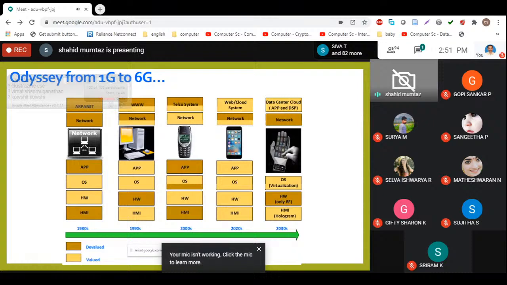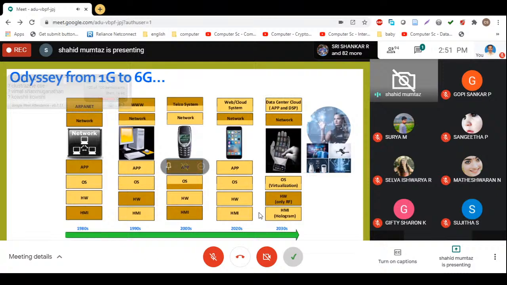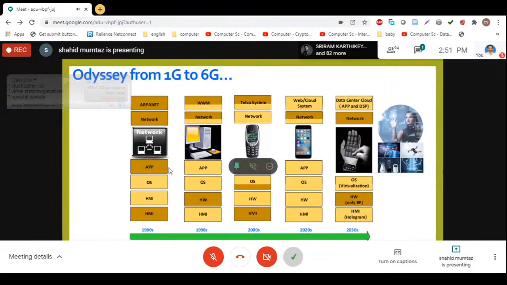And the human machine interface will be a hologram. So this means in 2030, everything will be hologram. You can see the journey where we start with pure hardware. Now we have to go to a pure virtualized world where the hardware has very, very little value. Everything will be software-like. So we are bringing concepts from computer science into our telecommunication engineering.